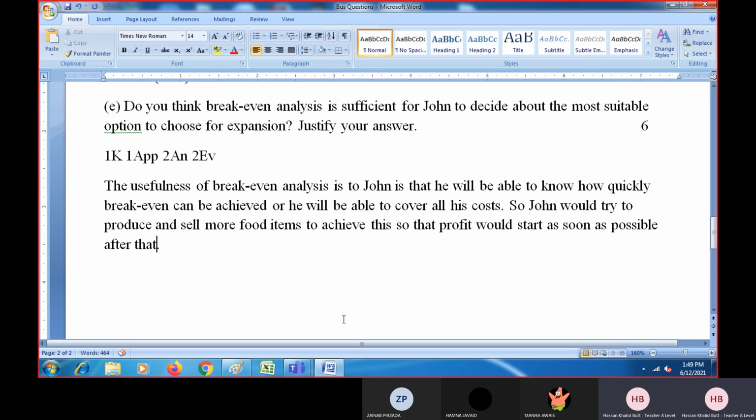Any confusion regarding that? Zainab, Manha, and Hamna? No, sir. No, sir.